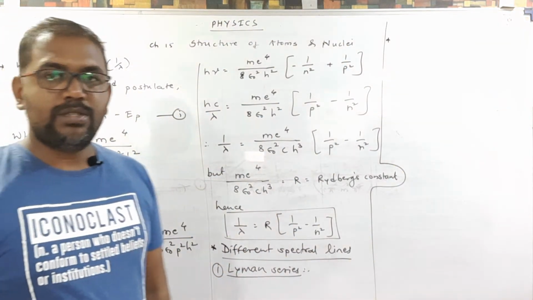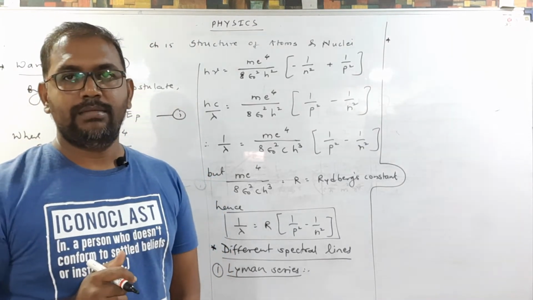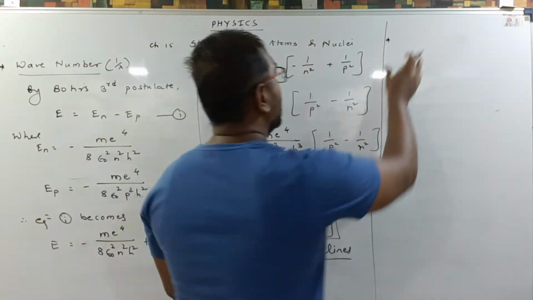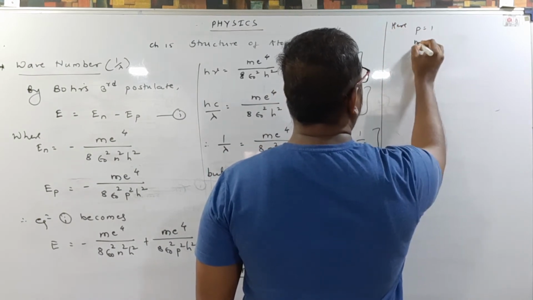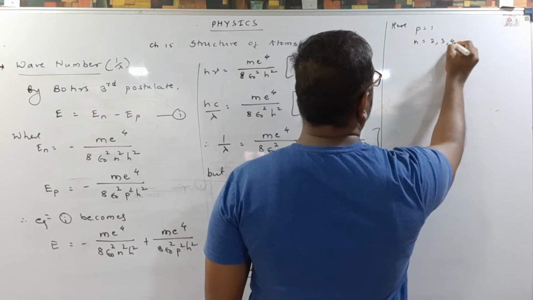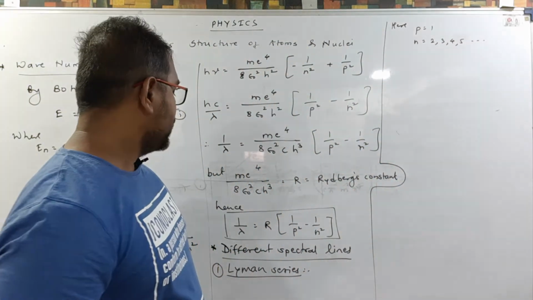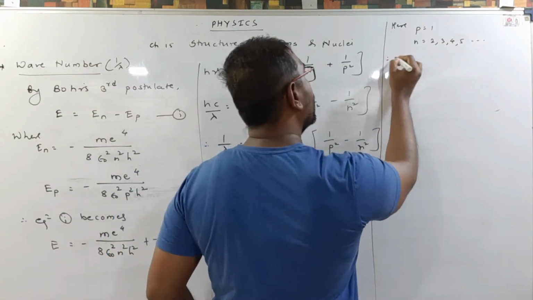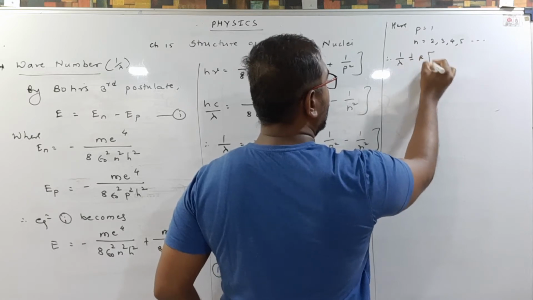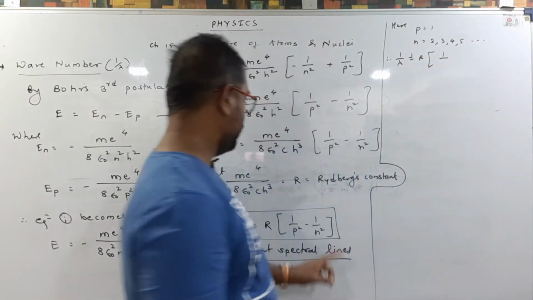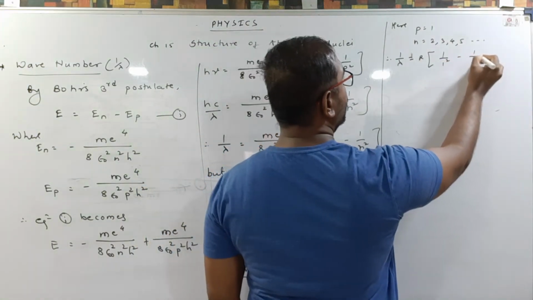Now, what does the Lyman series mean? It originates when an electron jumps from an outer orbit to inner orbit 1. So here the inner orbit is 1 and the outer orbits are 2, 3, 4, 5 and so on. Now if I substitute, 1 by lambda is R, in a bracket, 1 by p square, p is fixed, 1 by 1 square, minus 1 by n square.